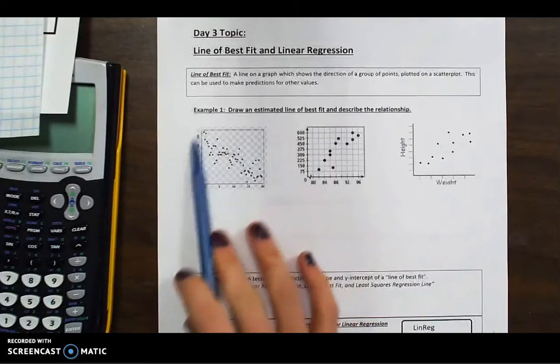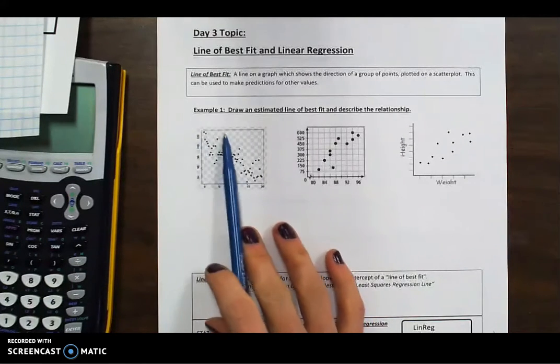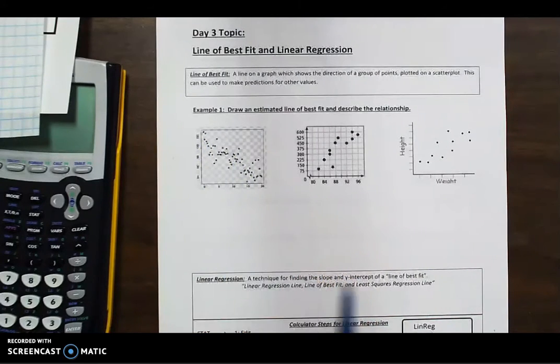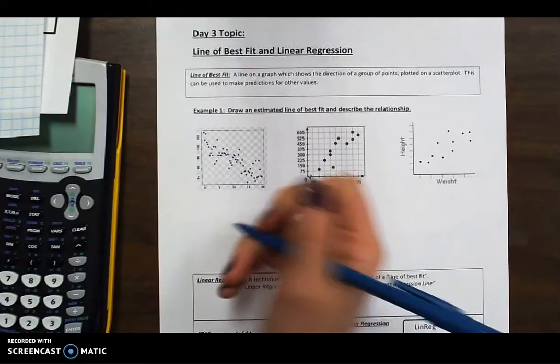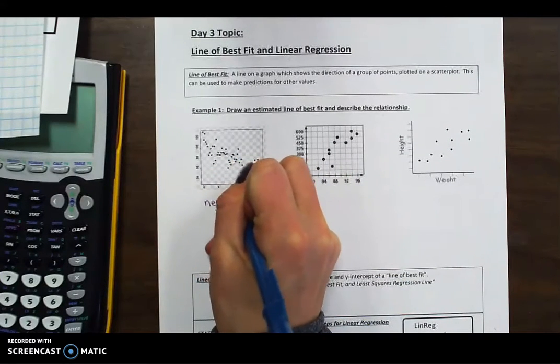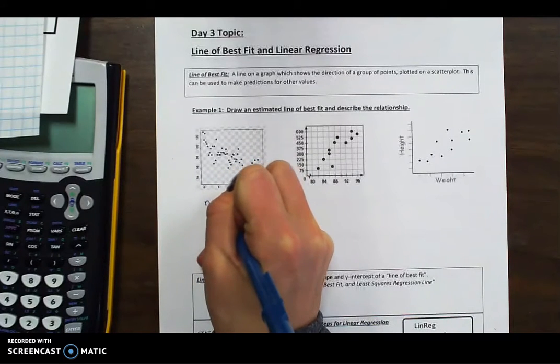So if we look at our first graph, if I look at the pattern of the points, does it look like there is a pattern that forms a linear? Well, yes, it looks like this is going to have a negative linear correlation.